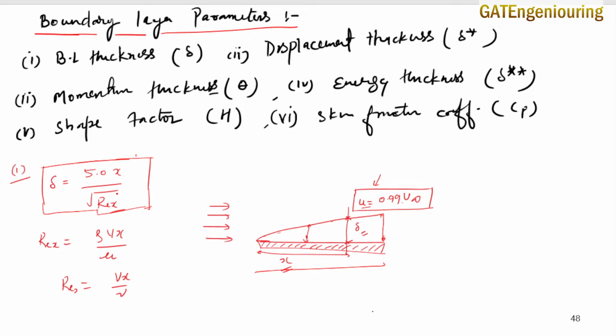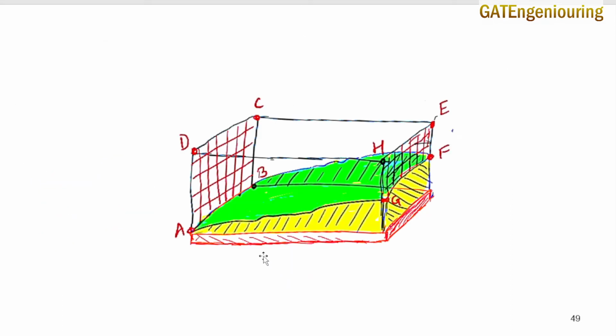So this was about the boundary layer thickness, and this is a very simple and basic concept, so there is no need to discuss more about it. Let's move to the displacement thickness now. When we talk about displacement thickness, what is it? Let's suppose this is the face, A, B, C and D, through which the free stream flow is entering before touching the leading edge of the plate.